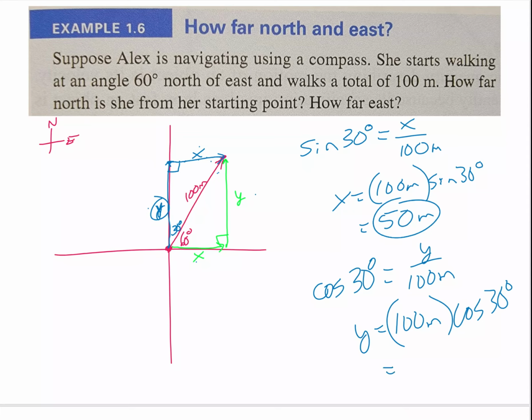I gotta remember how to do this. I got it. 86.6025.